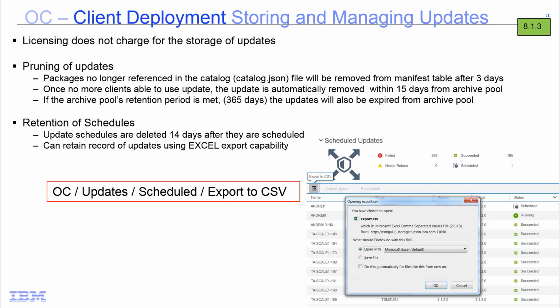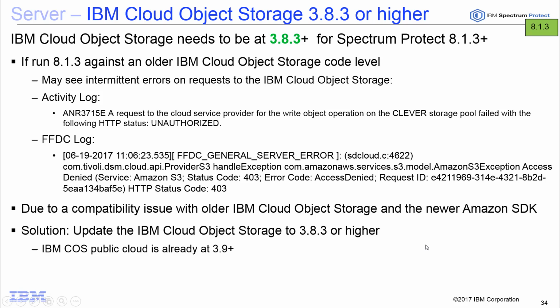As for the schedules, we retain those up to 14 days and then we delete them. So you might want to click this export to CSV in order to export the status of those schedules to an Excel spreadsheet. Okay, so that was the automatic update piece.